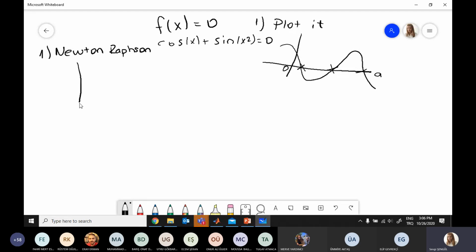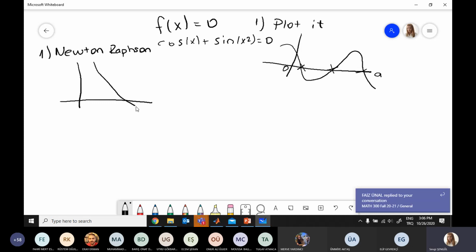For the Newton-Raphson method, we said that we are approaching our root by tangent lines.